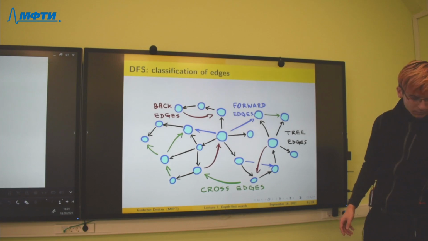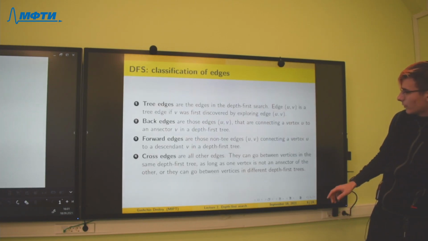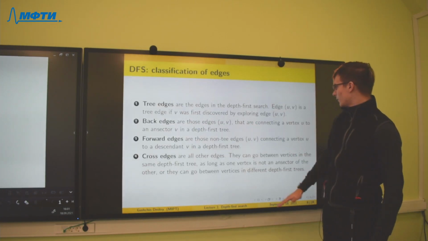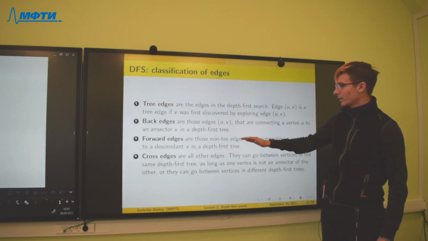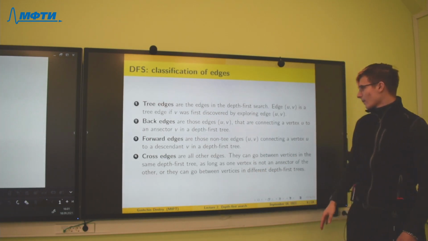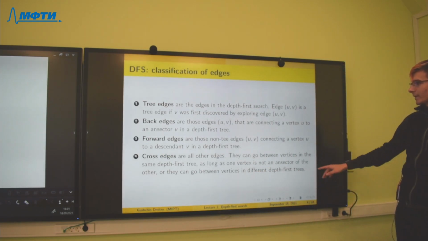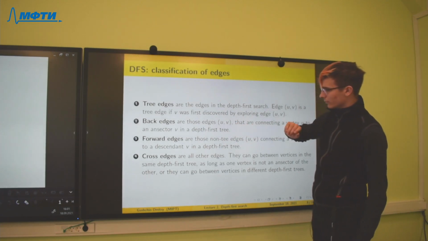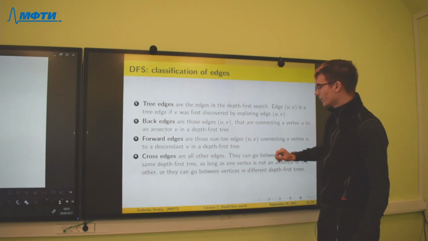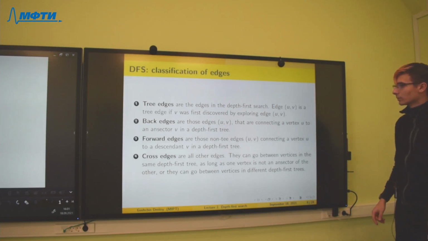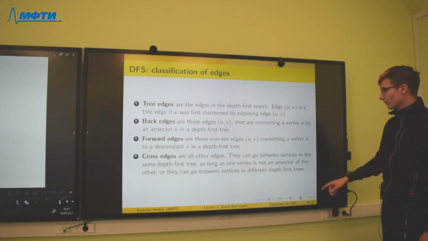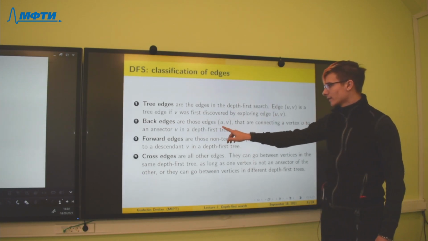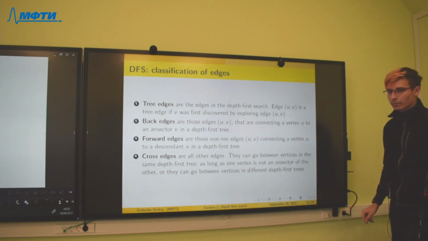Okay, and the formal definition is here. Yep, that an edge from U to V is named a back edge if V is an ancestor of vertex U. Okay.